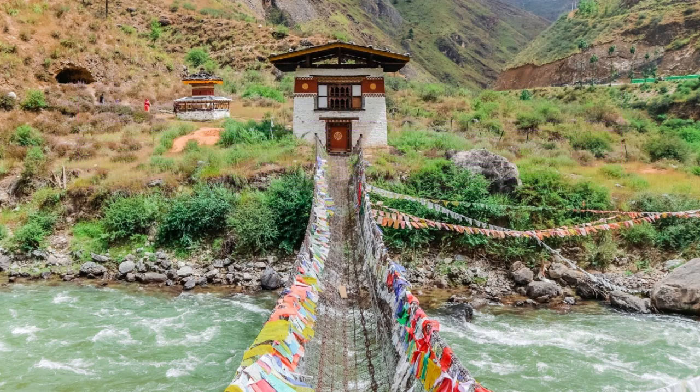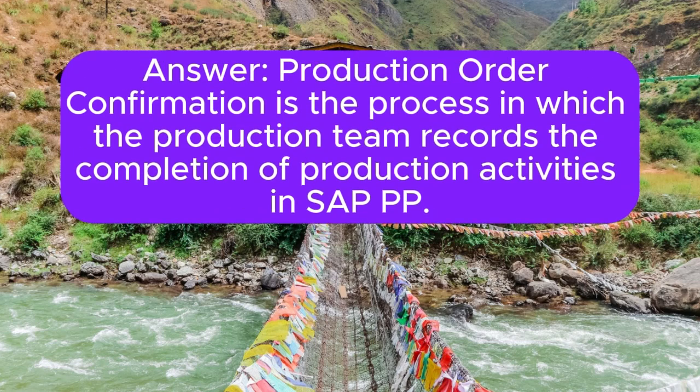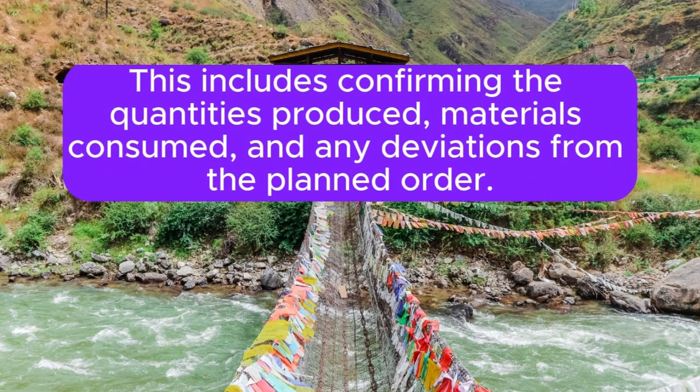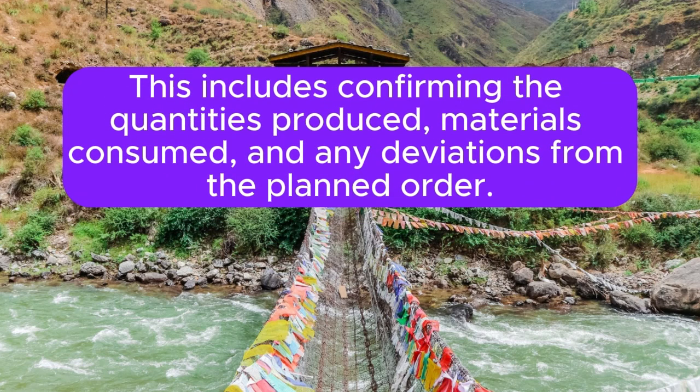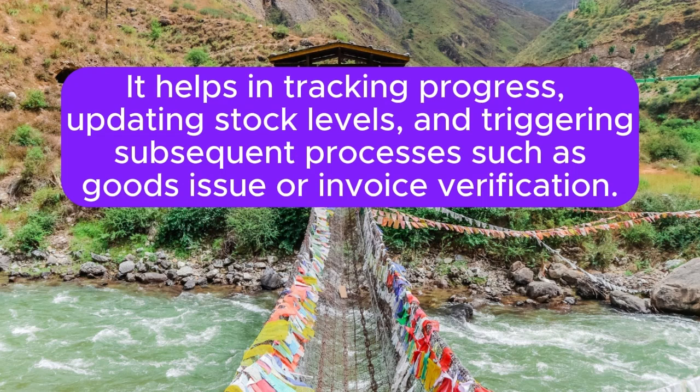future needs. 21. Explain the concept of production order confirmation in SAP PP. Answer. Production order confirmation is the process in which the production team records the completion of production activities in SAP PP. This includes confirming the quantities produced, materials consumed, and any deviations from the planned order. It helps in tracking progress, updating stock levels, and triggering subsequent processes such as goods issue or invoice verification.